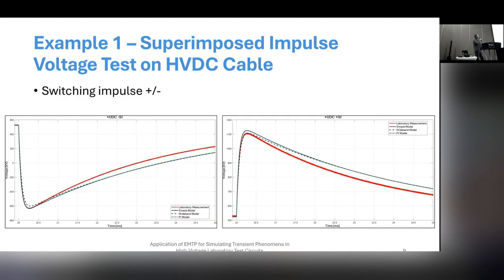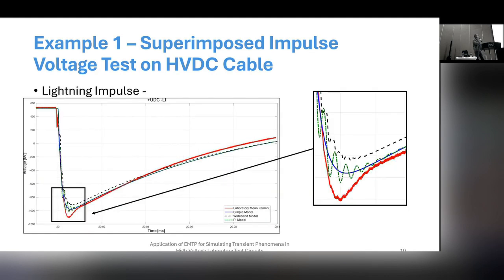Okay, these are the results for switching impulse, negative polarity, positive polarity, overlapping between simulations, EMTP and measurements, and also lightning impulse. Here you can see negative superimposed impulse, which is superimposed on positive polarity of DC voltage here. Okay, and now if we zoom, let's say around the peak, you can see the difference between simplified and wideband models of the cable. Of course, during the measurements, we had some overshoots because we didn't model the entire measured circuit and all the inductances, all small stuff, but it's good.